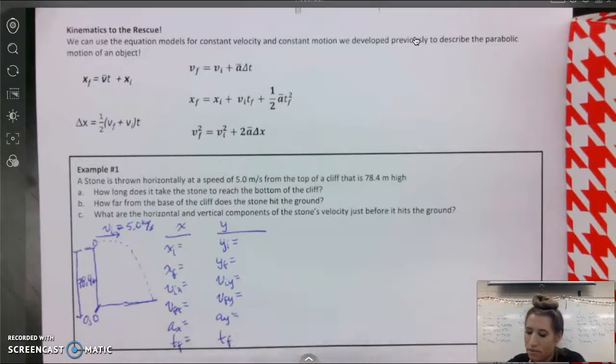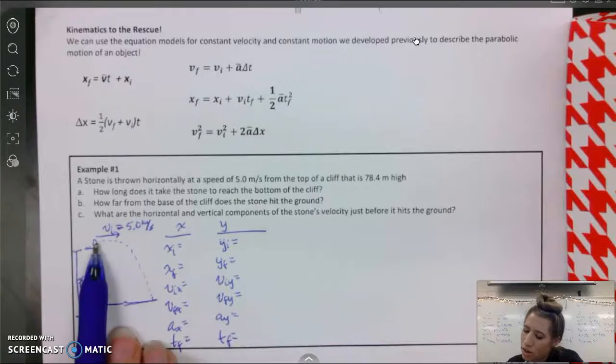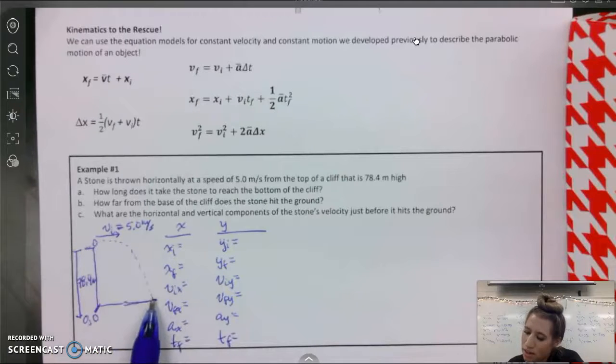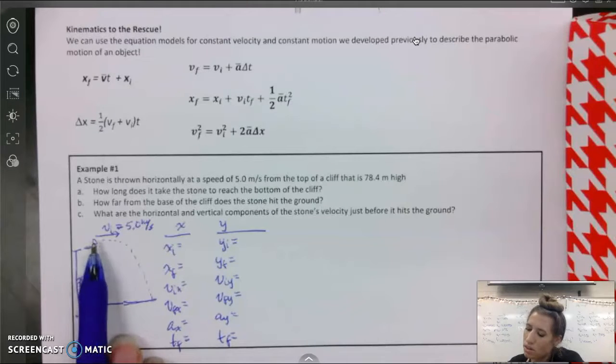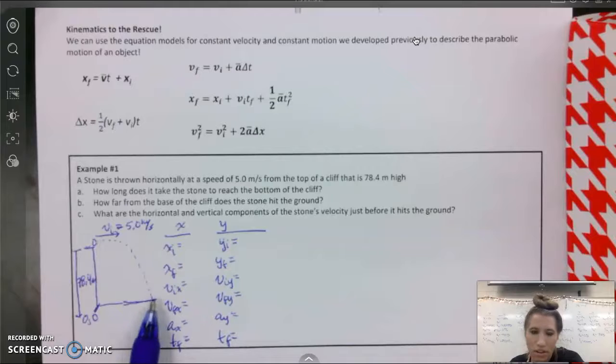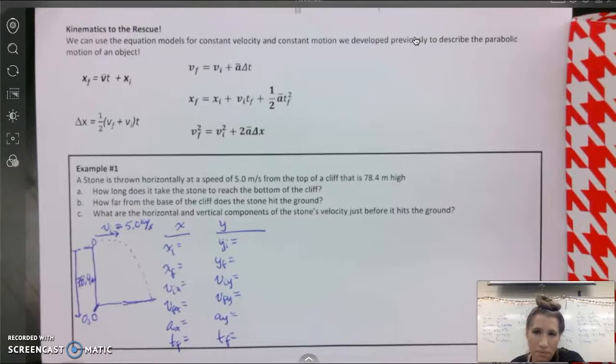Okay. Something important to note, the time it takes for the stone to go from this height to this height, from here to here in the y direction, is the same amount of time it takes for the stone to go from here to here in the x direction. So if we can solve for time in one component, then we can also solve for it in the other component.